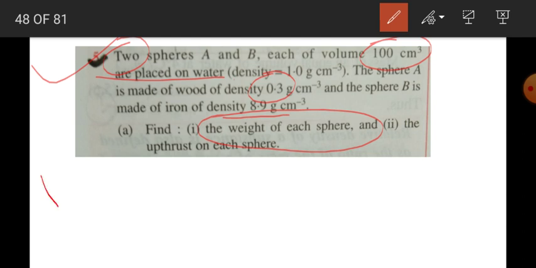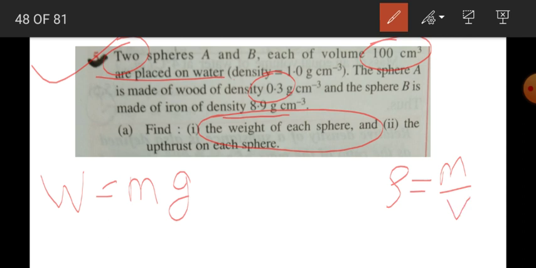So weight के लिए formula क्या है? m into g, isn't it? लेकिन mass नहीं दिया है, तो we have to replace the mass. So density का formula क्या है? Mass per unit volume. So m की जगह पे क्या आ जाएगा? rho v g. So which is equal to the value formula of the up thrust. Okay, density is given, volume is given, I can find out the weight.